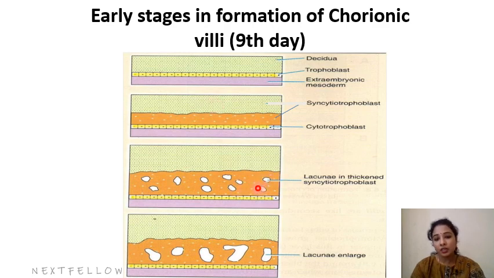Slowly lacunae start appearing in the syncytial layer, which are called maternal lacunae because they are filled with maternal blood. Mother's blood vessels are in the decidua, and the syncytium starts eroding the mother's blood vessels, and slowly blood starts filling into these lacunae. So this is the first stage of uteroplacental circulation. The lacunae get enlarged, and here we can still see 3 layers.